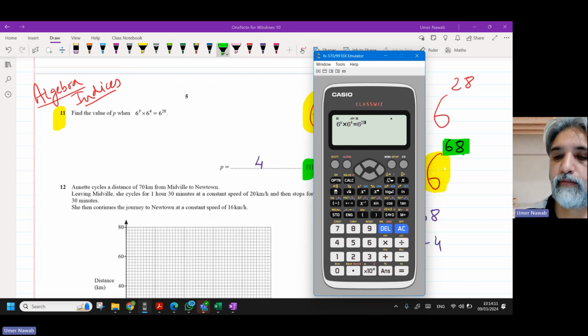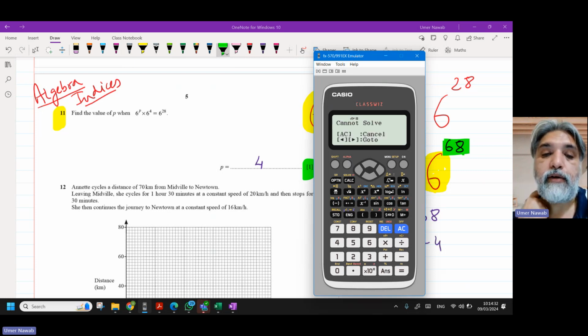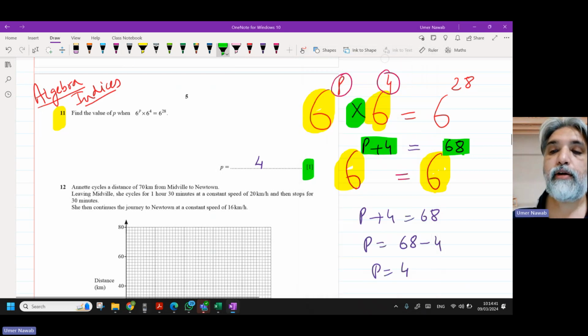Now shift solve. I'm looking for my answer. Since it is an exponential function, definitely the calculator will take time to give me the answer. I hope my calculator will be able to perform this calculation. Still it is thinking, guys. Wow. Although this calculator is very fast, it says cannot solve, because 6 raised to power 28 is such a big number for a calculator. So here the calculator is not helping you.